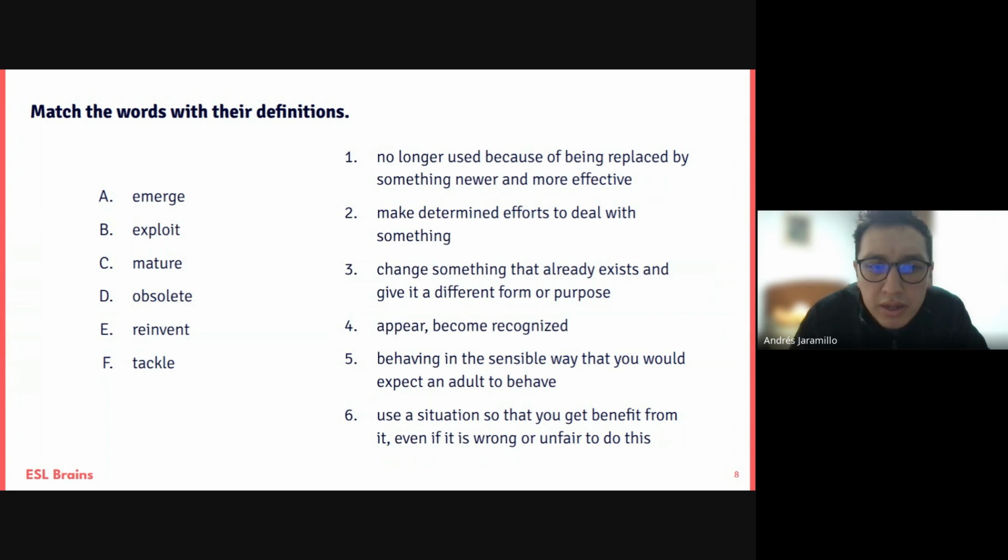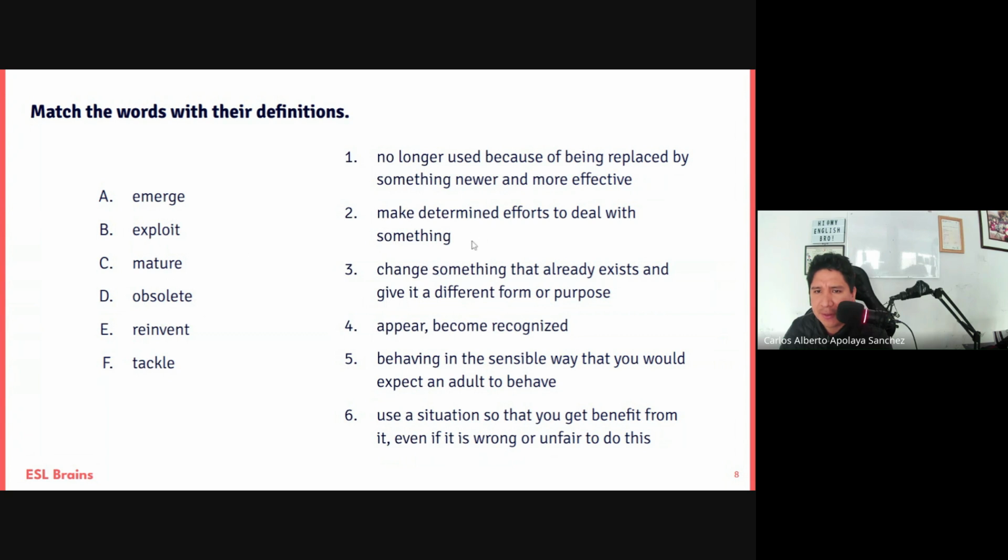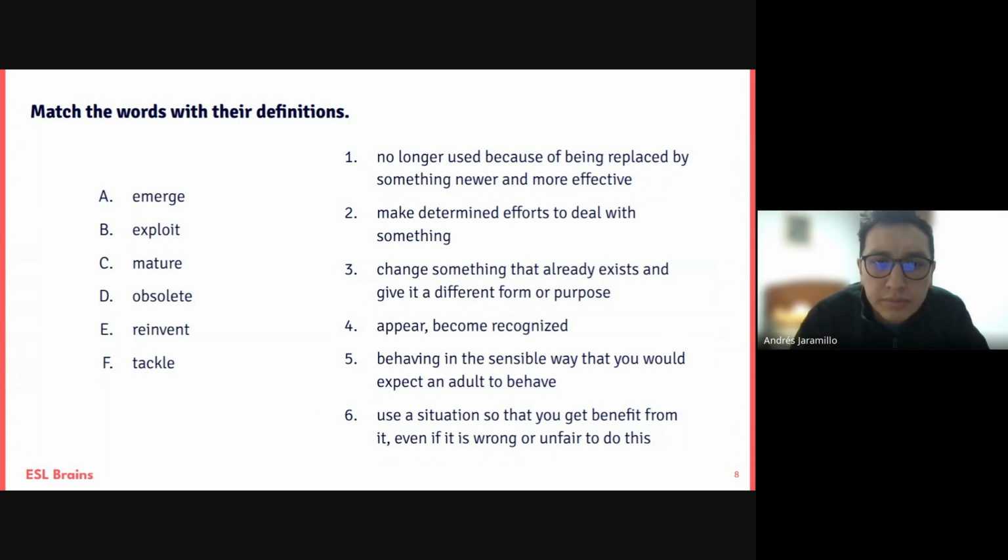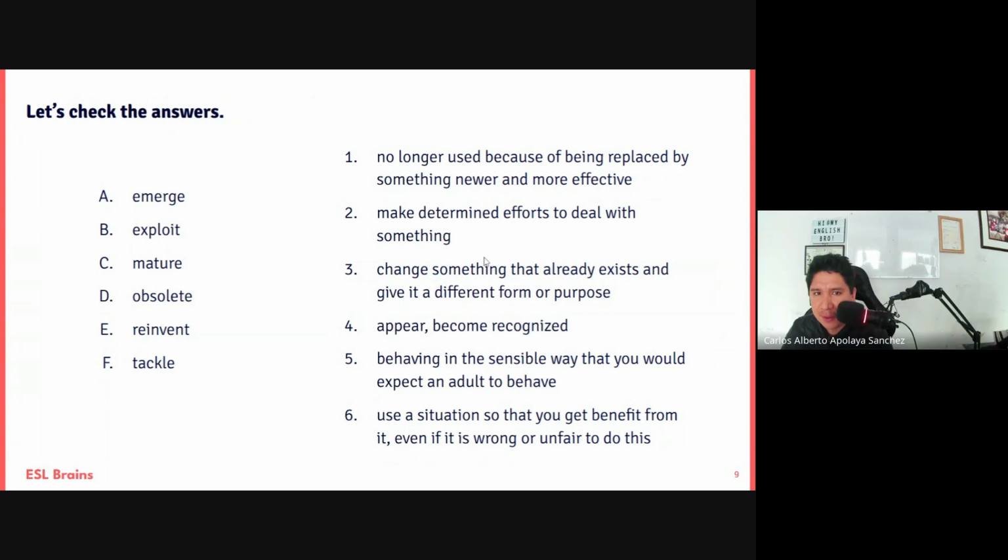Emerge is the meaning: appear, become known, or become recognized. What is emerge? You know, a new product emerged, a new campaign emerged, a new technology emerged. What do you think? I think emerge is appear, become recognized.